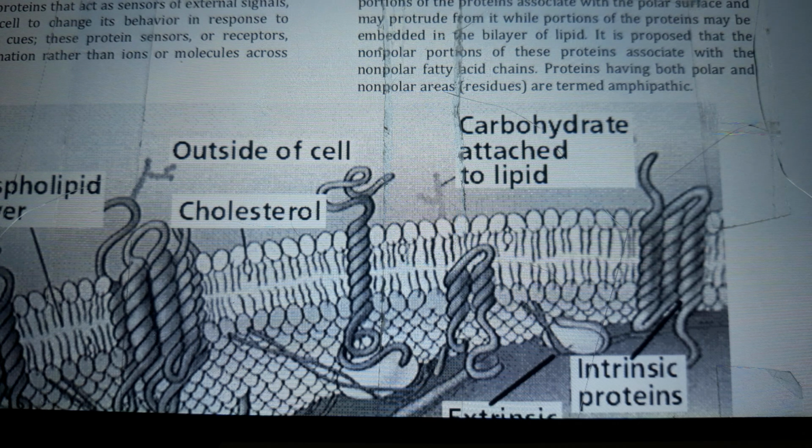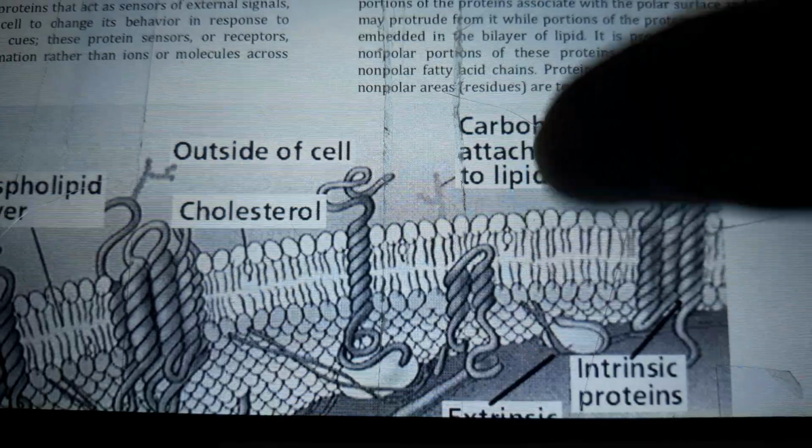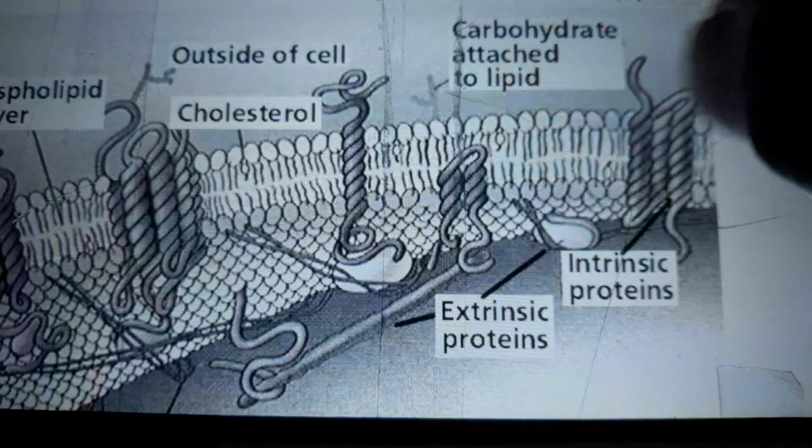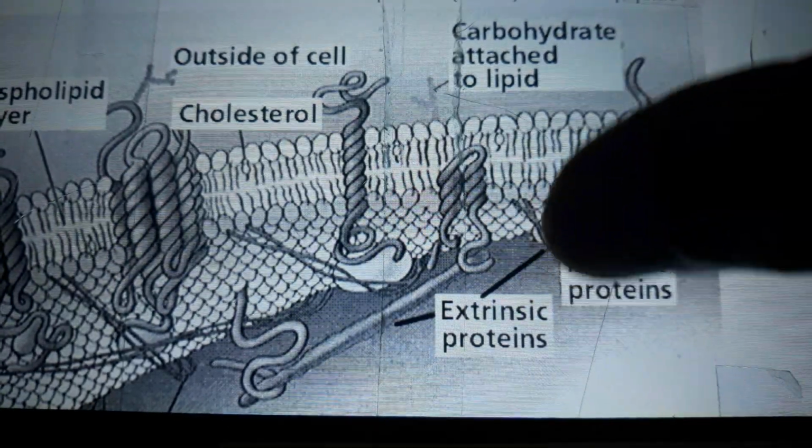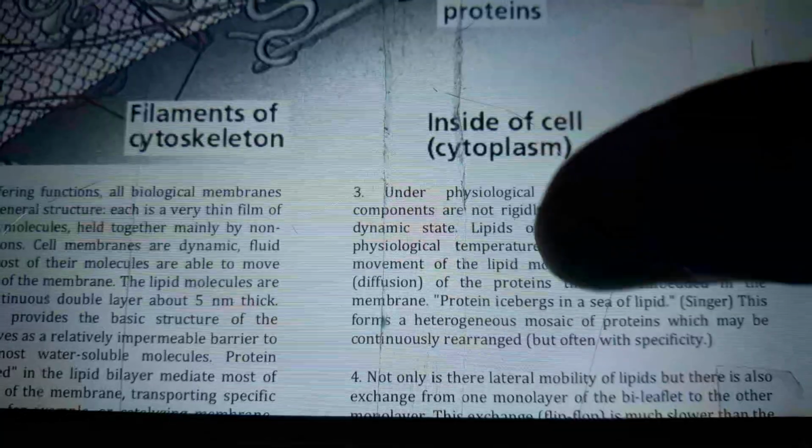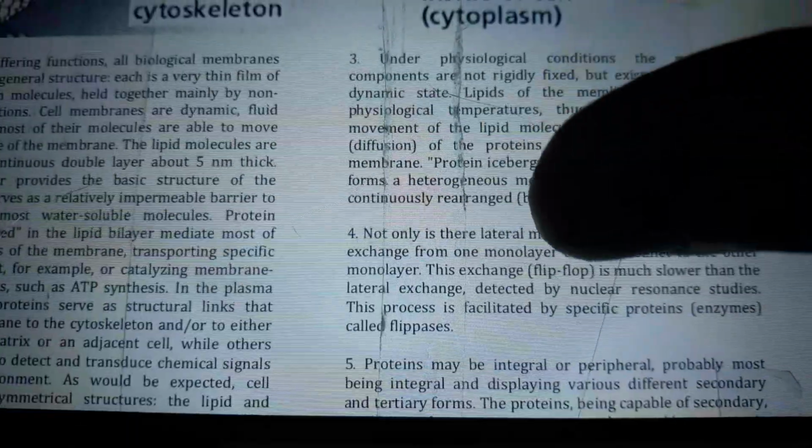The polar portions of the protein associate with the polar surface and may protrude from it, while portions of the proteins may be embedded in the bilayer of lipid. It is proposed that the nonpolar portions of these proteins associate with the nonpolar fatty acid chains. Proteins having both polar and nonpolar residues are termed amphipathic. Take a good screenshot of this diagram, make a copy and study the details, please.